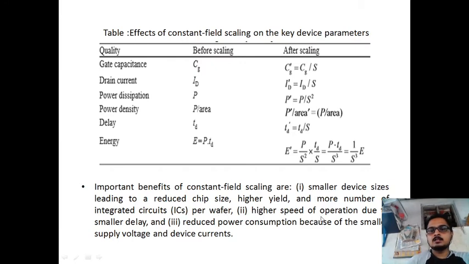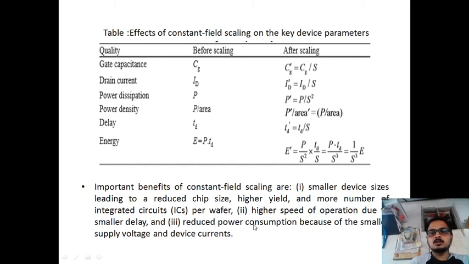Then the second one is high speed of operation due to small delay. When you decrease the size of the transistor, what happens? The internal capacitance, the gate capacitance decreases, performance increases, and delay will be smaller.